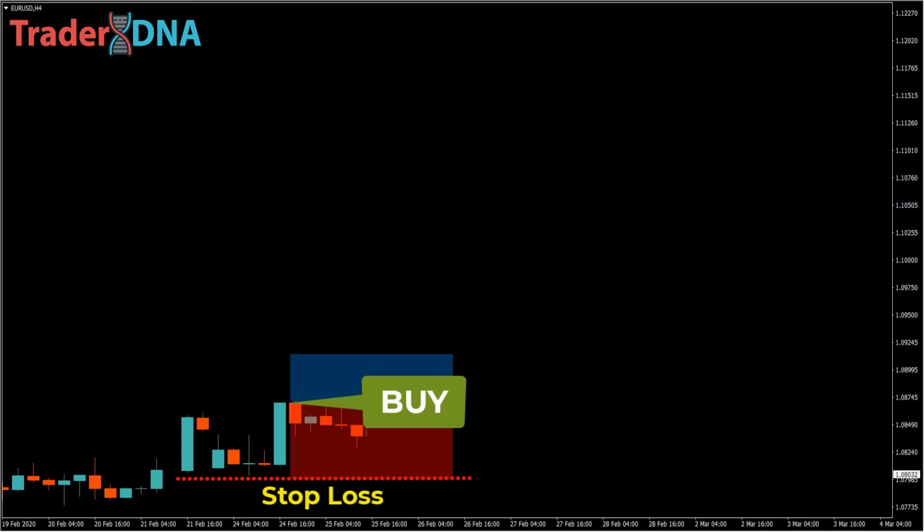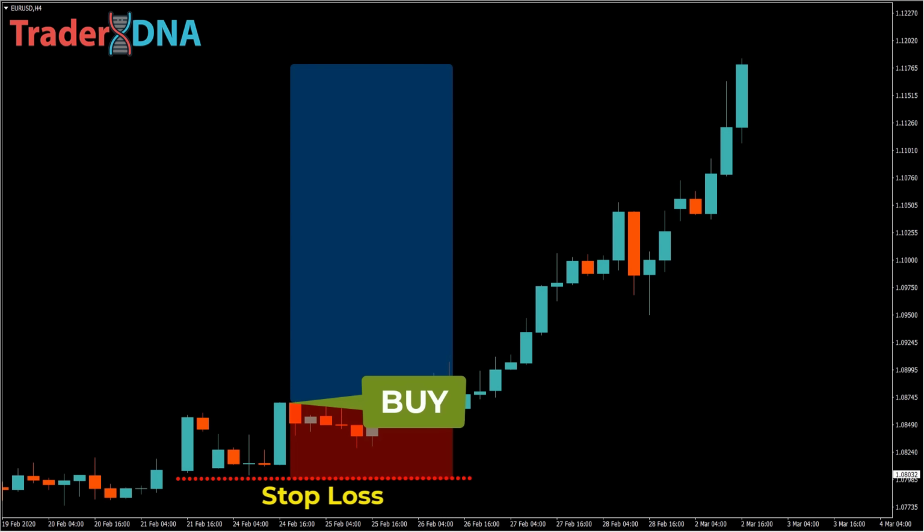Boom, the market skyrockets. After entering the trade, price explodes upward, giving massive profits to traders who understand how to read strong bullish bars. But here's where it gets even better. Another strong bullish bar forms with little to no wicks. What does this mean? Buyers are still in control. The trend is still strong.